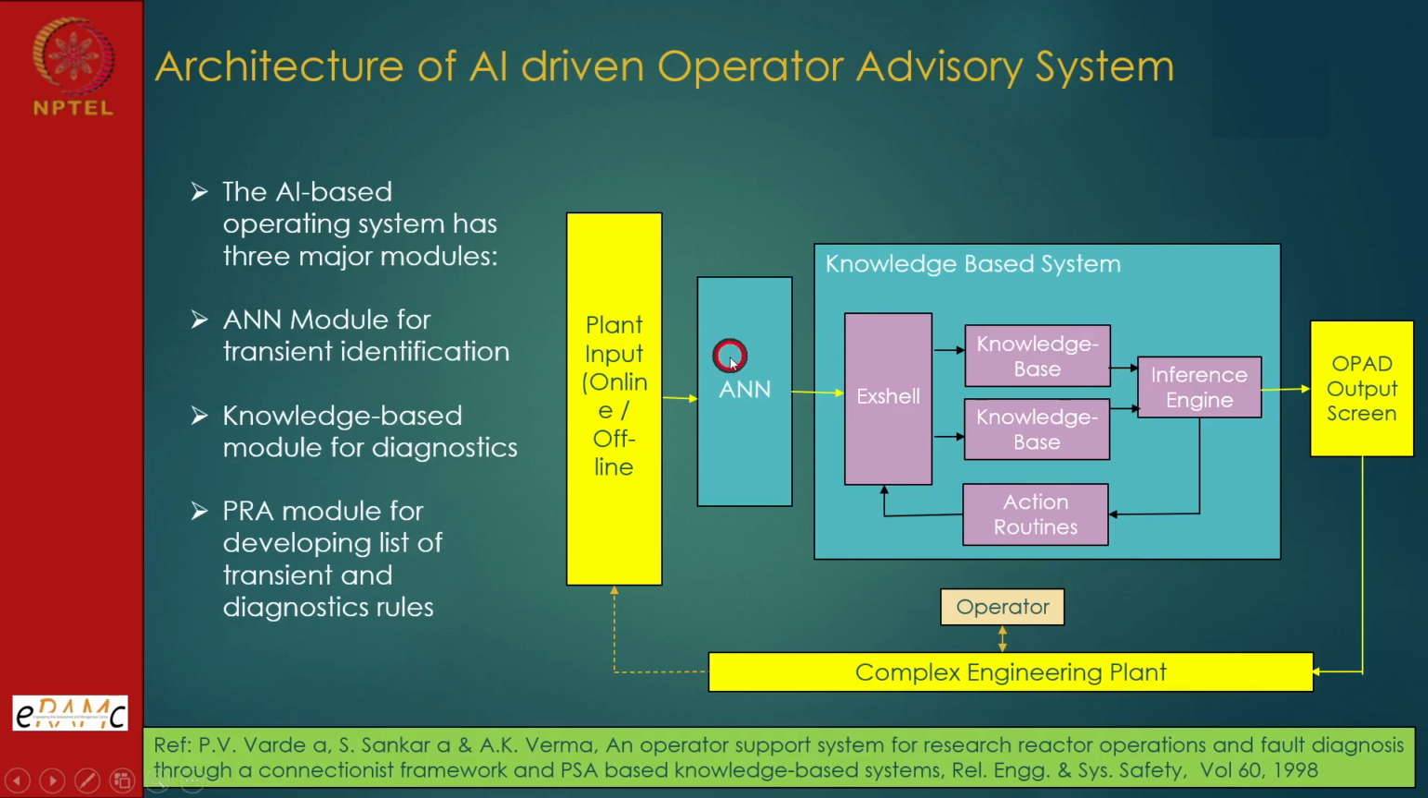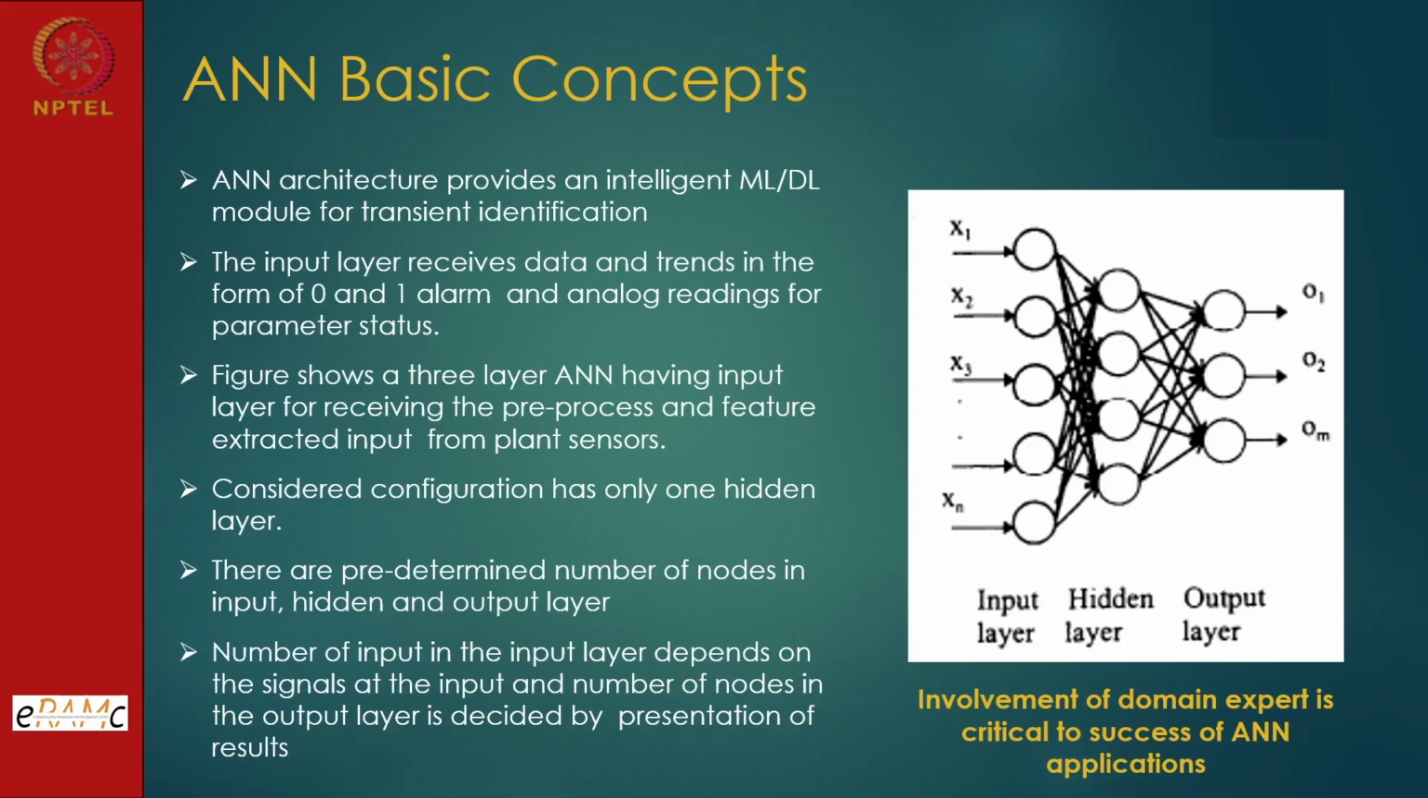So, from the ANN we have plant data which is coming online. We go to the ANN, identify the transient, perform the diagnostics here, and the output of the operator advisory system is a screen, and then there is an operator, then the complex engineering system, and this operates in a closed loop. The objective is to ensure the safety and reliability of the plant. Let us see how an ANN works. Of course, all of you would have seen the ANN architecture, but just for continuity, this is the basic typical ANN.